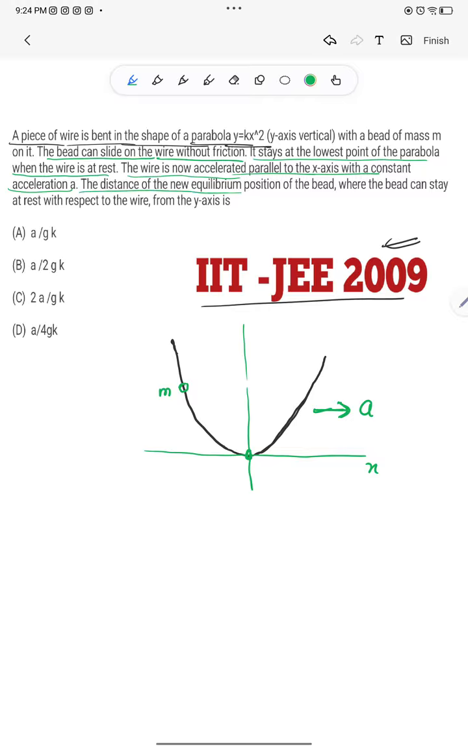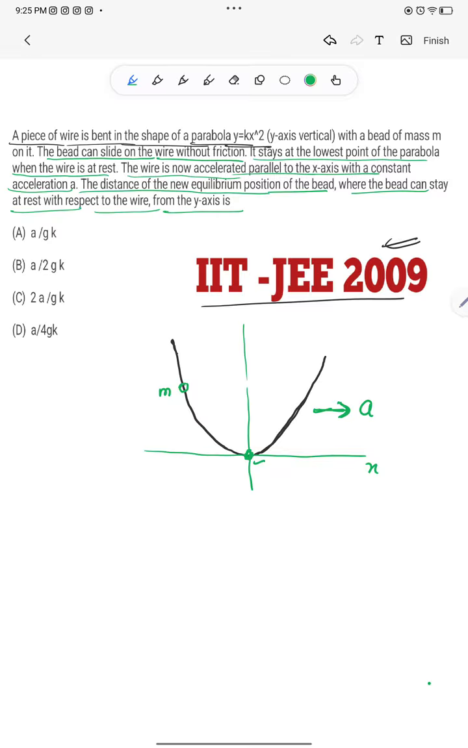Now the question is asking what will be the new equilibrium position of the bead as the wire has the acceleration. Obviously this bead will experience a pseudo force, and so this will not be its equilibrium position. The question asks for the new position where the bead can stay at rest with respect to the wire, measured from the y-axis, not from the x-axis.